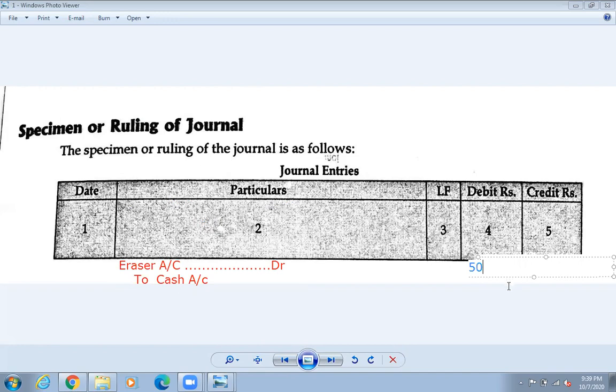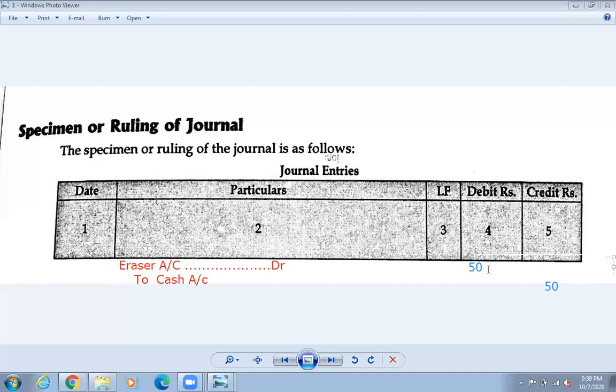That means how much you have paid for the eraser, that you write on the debit side. How much cash went? 50 rupees went. The eraser cost 50 rupees. How much cash did you pay? 50 rupees. So you need to write 50 on both sides. 50 on the top and 50 on the bottom. In this way you write it down. So that is the debit.